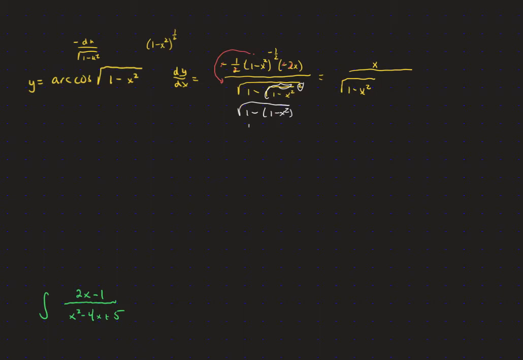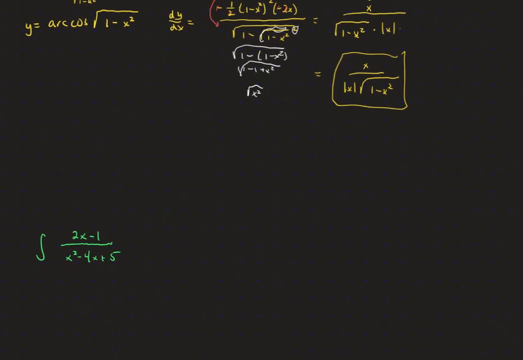So when we distribute, we'll get a 1 minus 1 plus x squared in that radical, and the 1's will cancel, and we'll get the square root of x squared, which we want to remember is actually going to be the absolute value of x. So our final answer, now this x and that absolute value of x cannot cancel because they are not always equal to each other. And so our final answer is going to be x over the absolute value of x times the square root of 1 minus x squared.